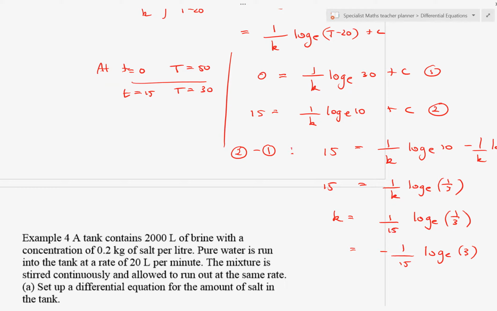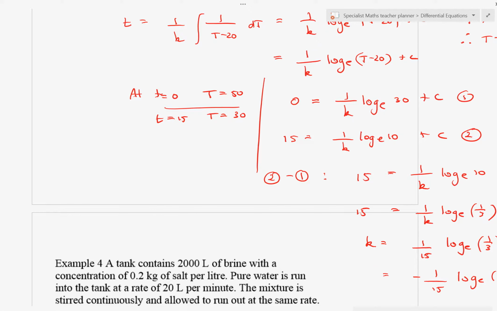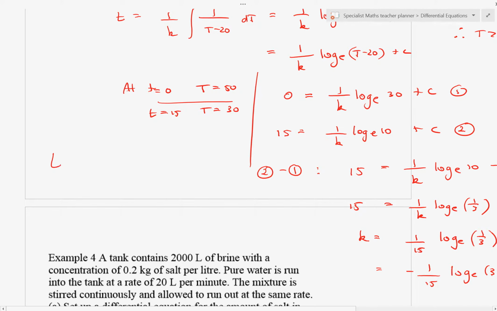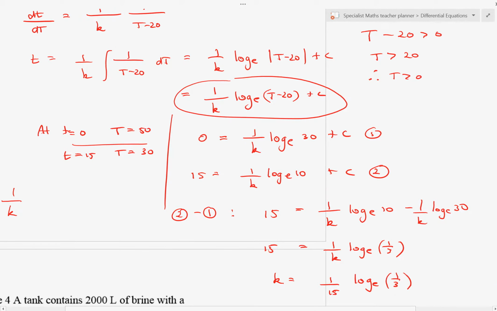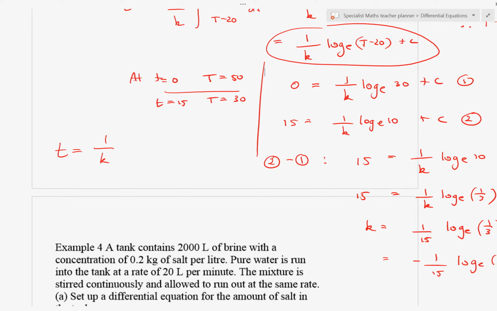When it asks for set up a differential equation, what exactly does it want as the final answer? It wants your differential equation as T equals 1 on K. What is the value of k? It wants this, but we want to know what K is and we want to know what C is. Okay, so that's your final answer. So we haven't set up the differential equation, or rather we've set it up, but we haven't solved it yet.